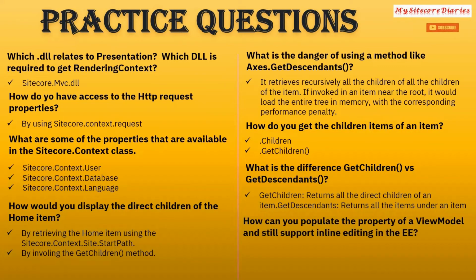How can you populate the property of a view model and still support inline editing in the Experience Editor? If you use the FieldRenderer method, then you can do that.